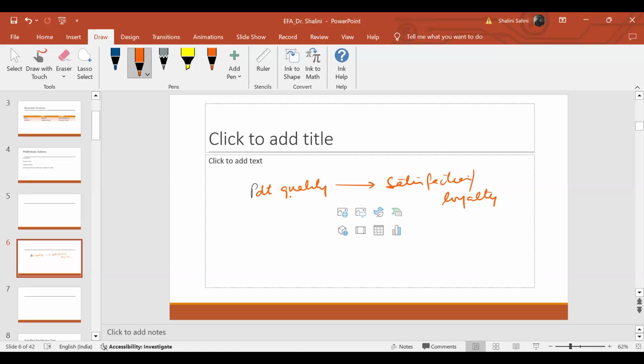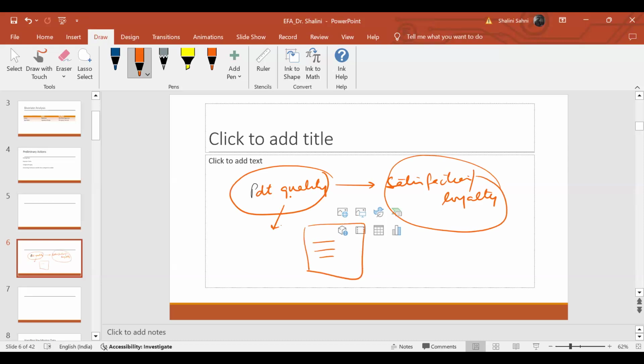So you will have one scale for this, and you will have a separate scale for this. So in your questionnaire, you will have a few items for product quality, which will measure product quality, and you will have a few items for loyalty. That's it, right?